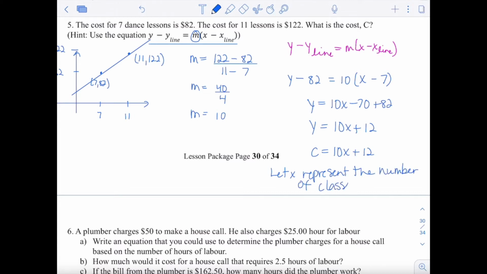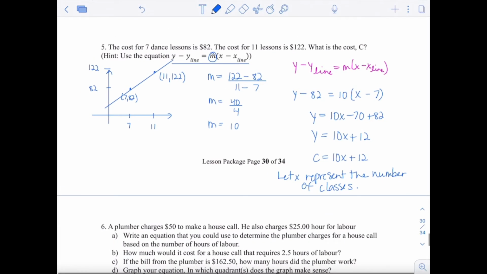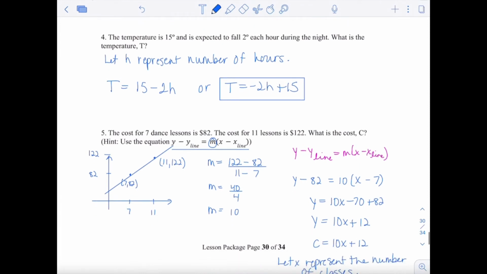Okay, so think about this in the following way. Number 5, I'm giving you 2 points of the line, and you have to find the equation that represents the relationship, whereas number 4 gives me the slope and the initial value, so the rate of change and the initial value. So for numbers 1 to 4, I can use y equals mx plus b, but for number 5, I had to use y minus y1.